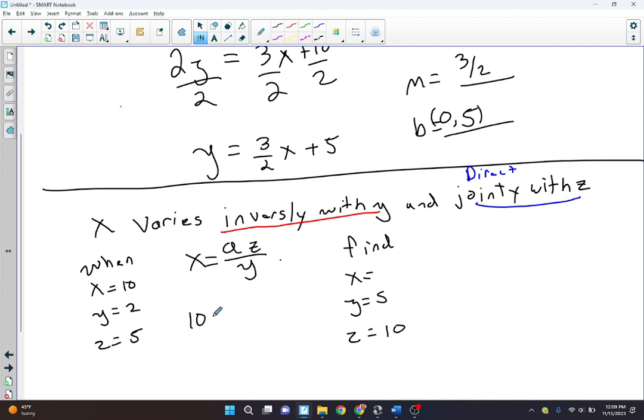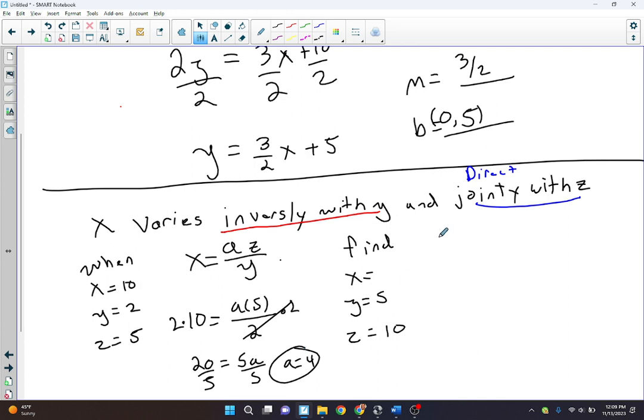So I know when x is 10, the z is 5, and the y is 2. So I need to get rid of this, so I'm going to times 2 on both sides. 20 equals 5a. Then divided by 5 on both sides. A equals 4. Okay? With that in mind, I found that a equals 4. That's the first thing you want to find, the constant.